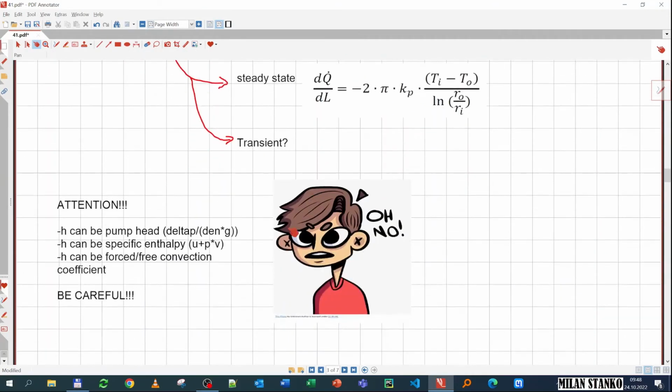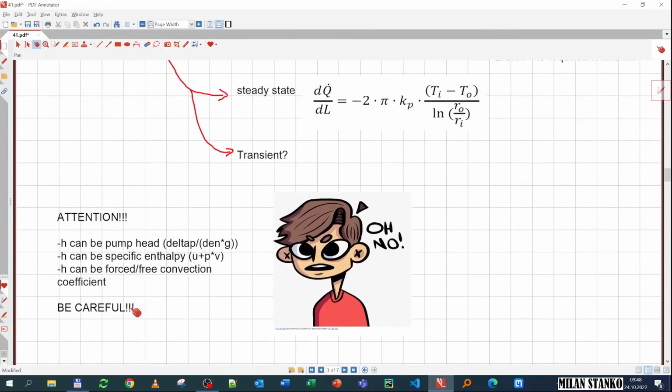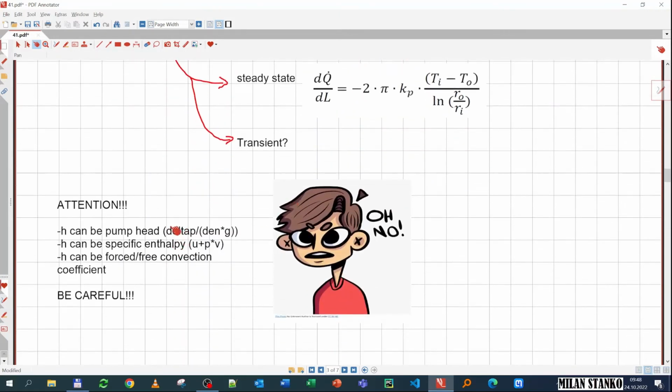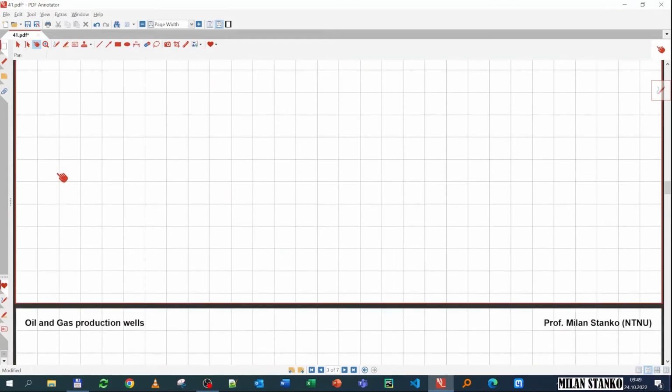Okay. I want to call your attention to be careful. We have used H for different things in these lectures. H can be pump head, which is the delta P divided by the density times the gravitational acceleration. H can be specific enthalpy, so H equals U plus P times V. Or H can be the forced and free convection coefficient that we showed here. So be careful; depending on which equation it's used in, you can find out very easily which H they are talking about. It's a bit unfortunate that we use the same letter for these three variables.